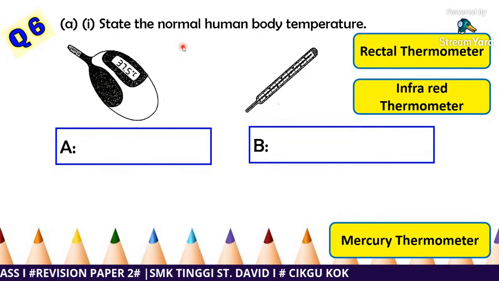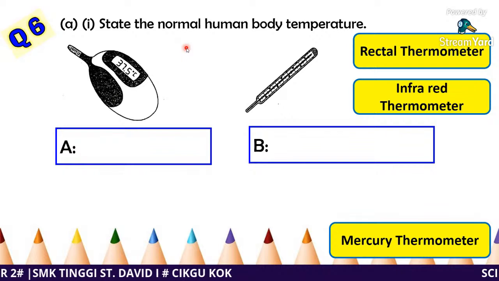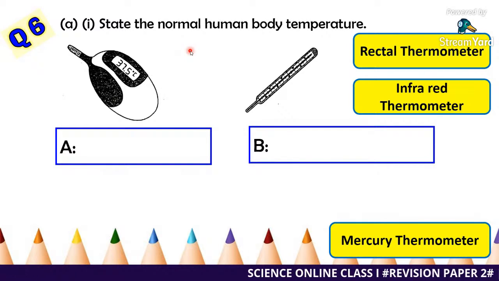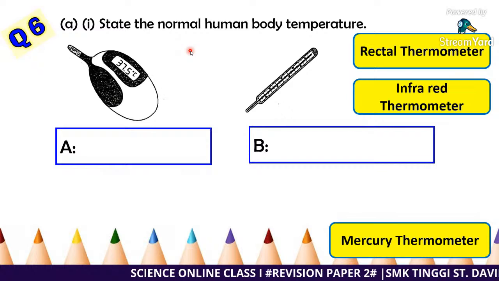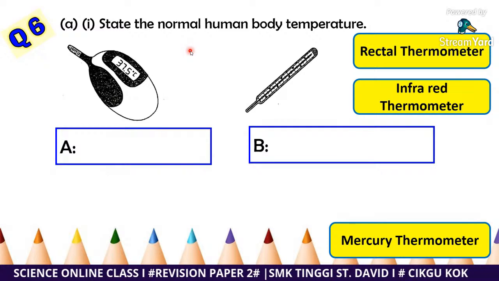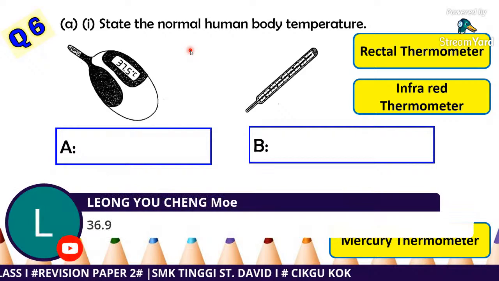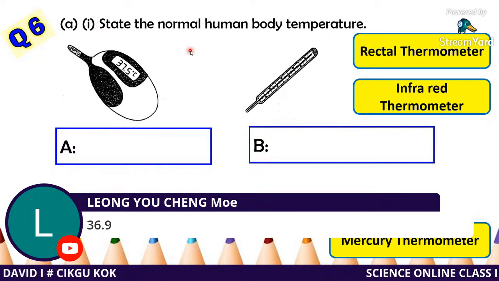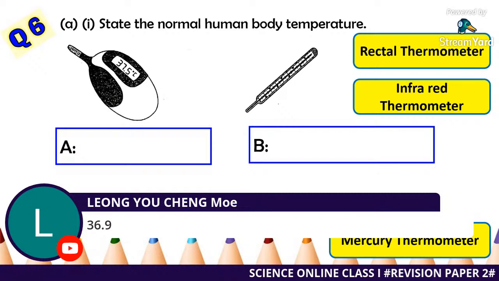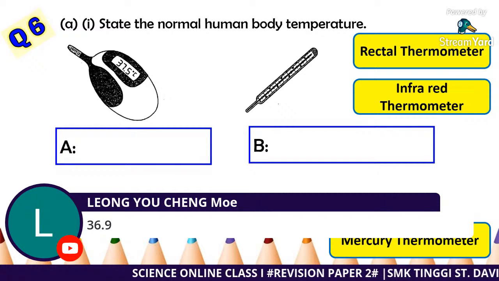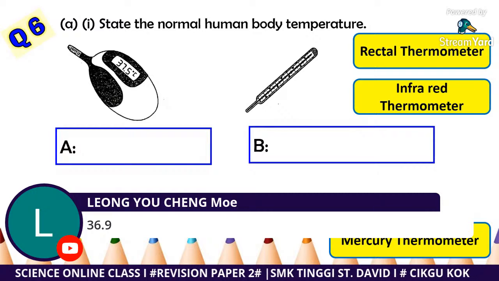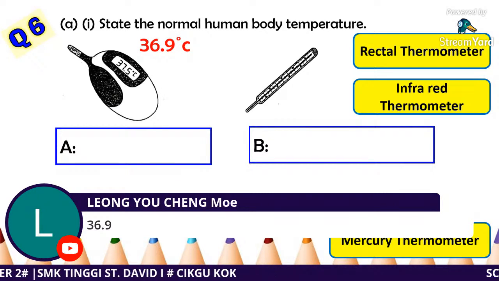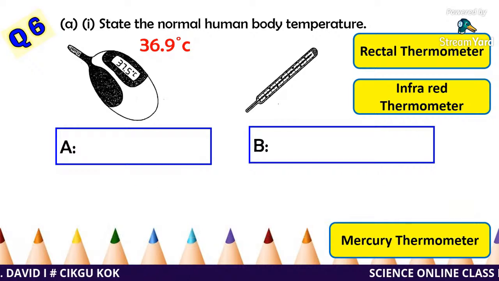Okay, 36. What's 3609? Leon, 3609. That one should have the decimal point. Okay, 36.9. Correct. So the answer is 36.9. That is the normal human body temperature. So the answer from Leon, 36.9. Okay, then we continue to the next one.